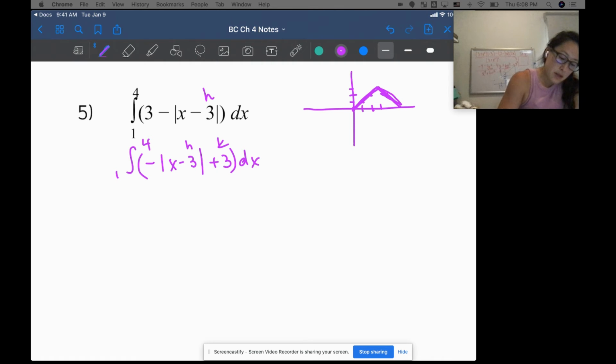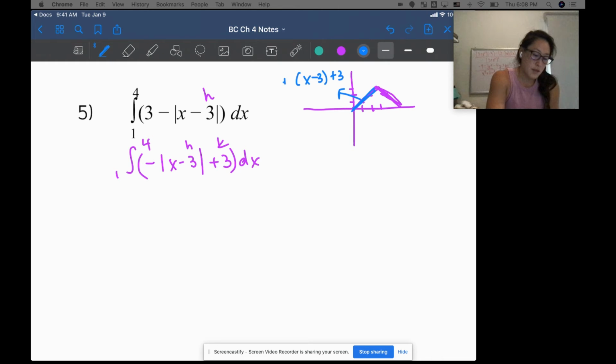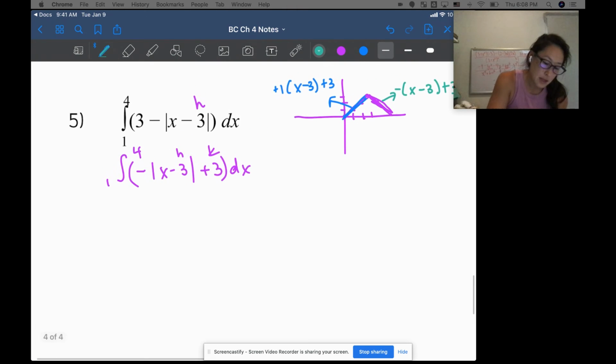Okay, so on the left-hand side, the equation for the line is x minus 3 plus 3 with a positive 1 slope. And the equation for the right-hand line is -x minus 3 plus 3. Okay, so I am going to evaluate the integral from 1 to 4. So from x equals 1 to x equals 4.